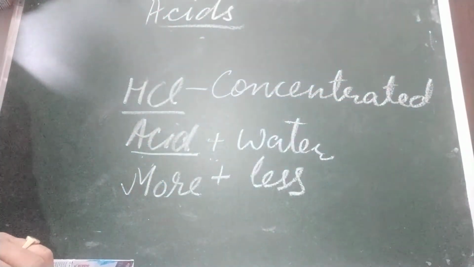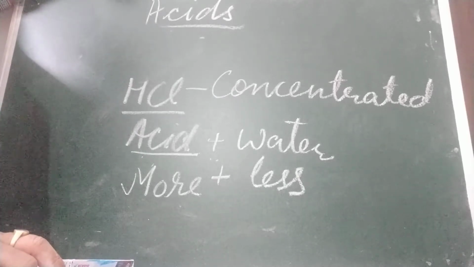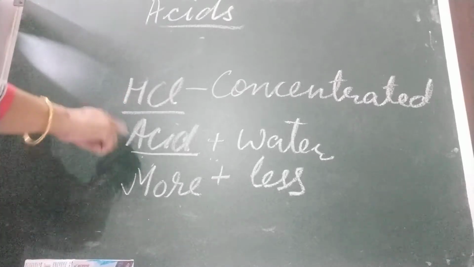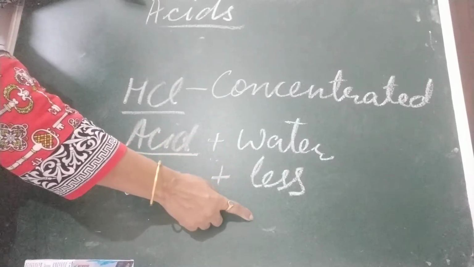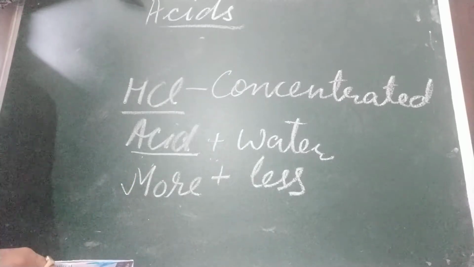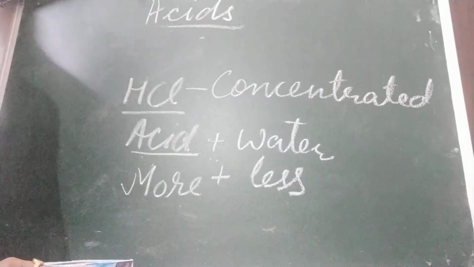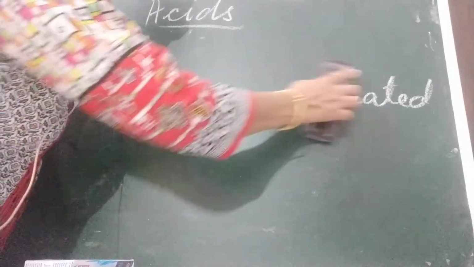What is dilute acid? The acid solution which has a large quantity of water and a small quantity of acid is called dilute acid. Concentrated acid is the acidic solution which has a small quantity of water and a large quantity of acid. Okay, children? Now we are going to discuss the uses of acids. Very important topic, uses of acids.